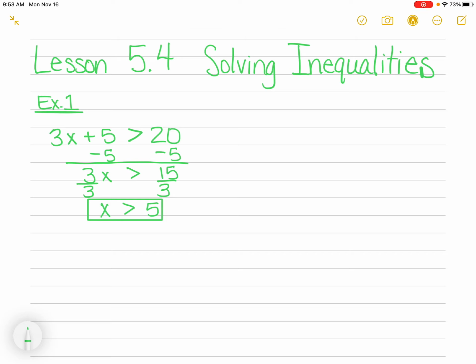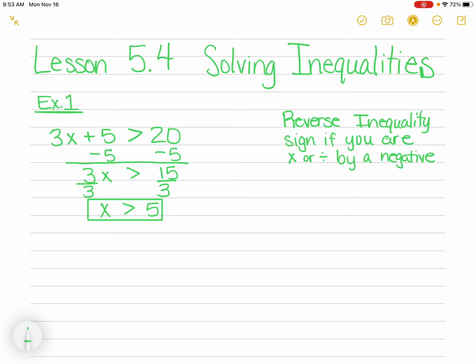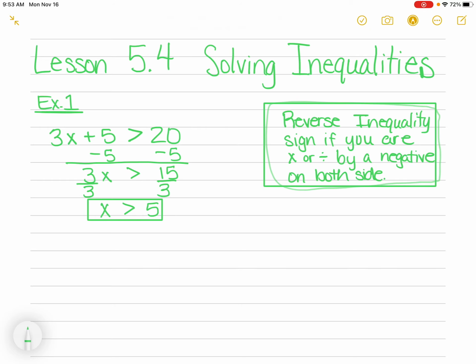Remember, you only reverse your inequality sign. Let's write it down again. Reverse or flip, if you want to say flip, the inequality sign if you are multiplying or dividing by a negative. And I'm going to add to this on both sides, because I want you to remember that it has to be on both sides if you're going to flip it. Okay, so there's what you need to remember for solving inequalities.